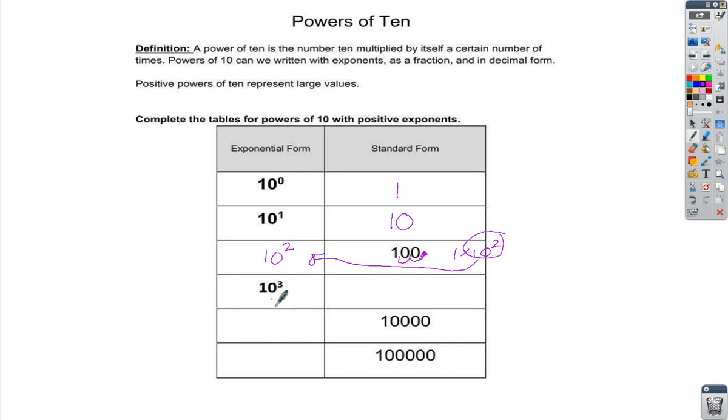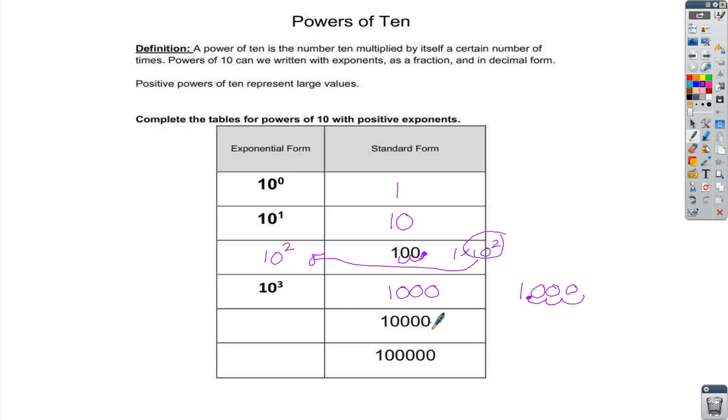Now we have 10 to the 3. We can use our exponent to tell us how many zeros we'll need. We need 3 zeros. So 1, 2, 3. We can also think about this in scientific notation: if we have our 1 and our decimal here, how many spaces do we need to move to make it our exponent? So 1, 2, 3. Fill in your zeros, and our number is 1000.